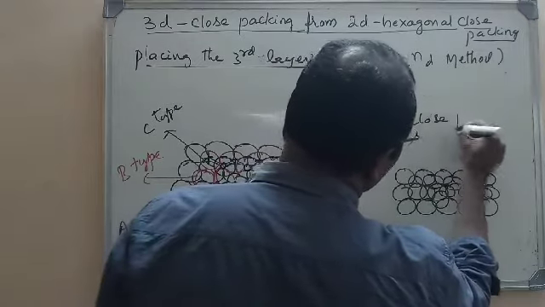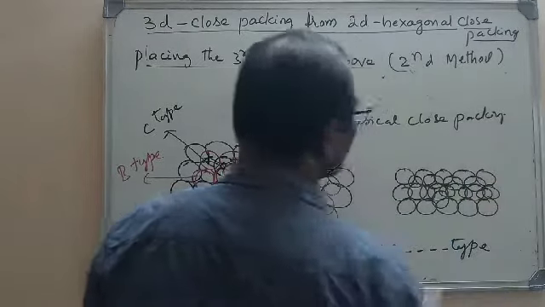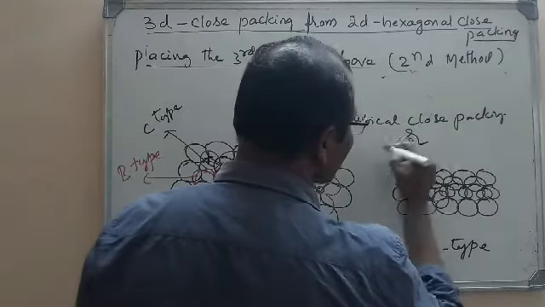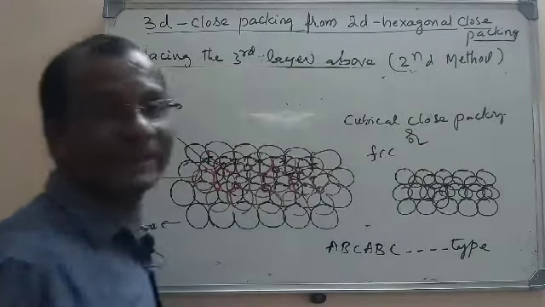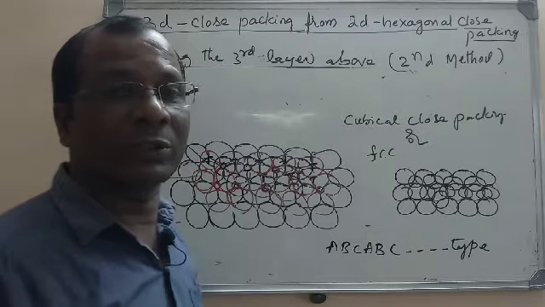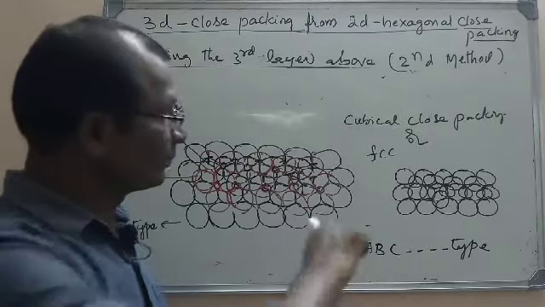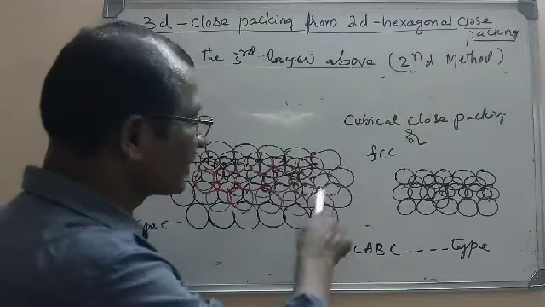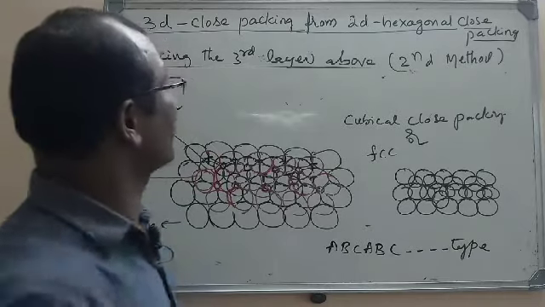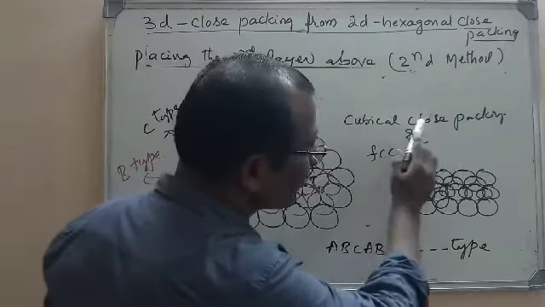Cubical close packing. This is called a cubical close packing, or this is also called an FCC, face centered close packing, face centered cubic lattice. So what is the resultant arrangement or crystal lattice generated? FCC or cubic CCP.